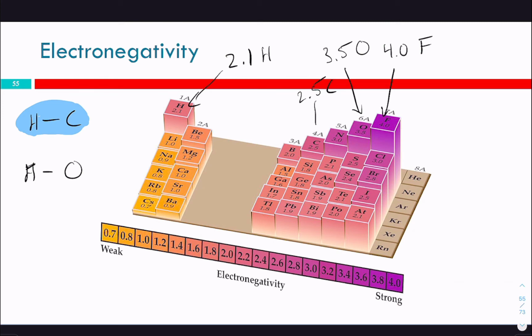Most of these electrons are going to be spending more time around oxygen, not hydrogen. And then if we go even further, we can do hydrogen and fluorine. Now our difference is even bigger. The electrons are going to be spending even less time around hydrogen, and way more time around fluorine.